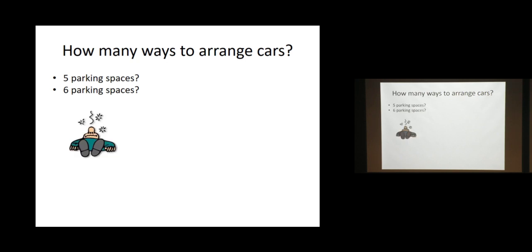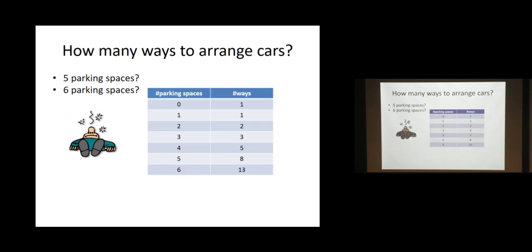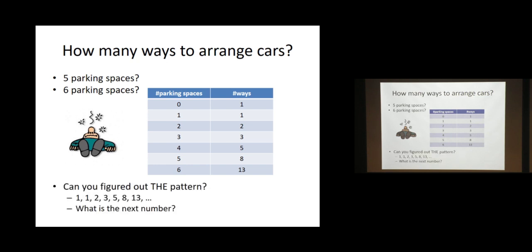Very hard to compute, right? It becomes harder to compute. Okay? And this is the result. Then you get this answer. And what is this? It is Fibonacci. What is Fibonacci? This is a pattern, right? If you look at the pattern here, what is the next number? When you have 7 parking spaces, what is the next number? Can you see the pattern?